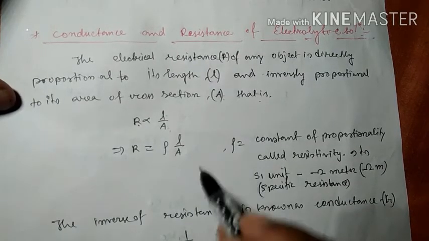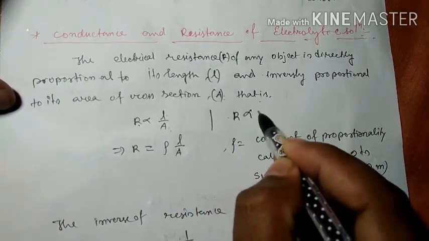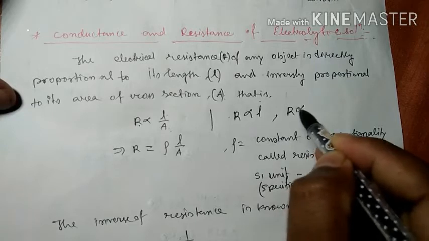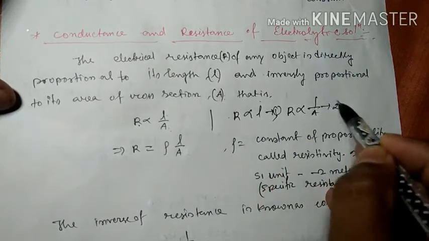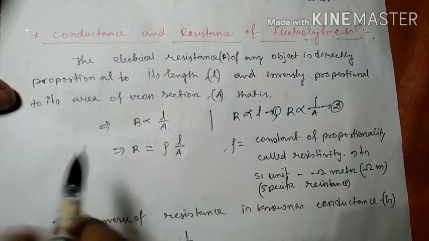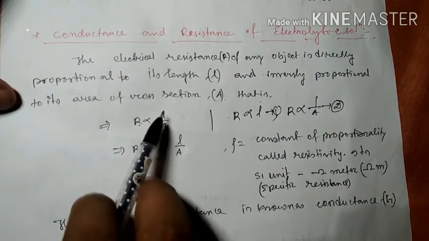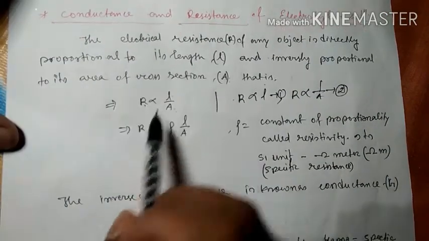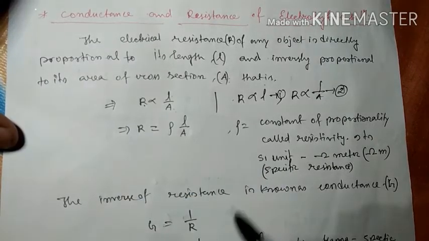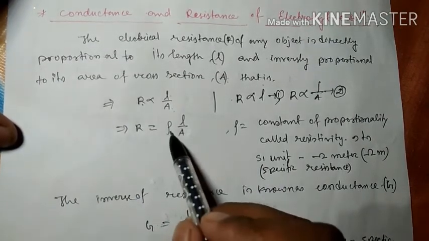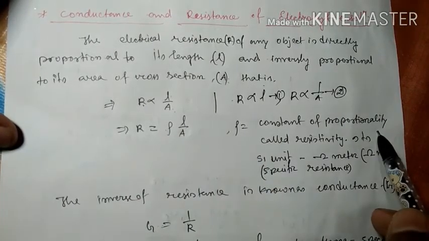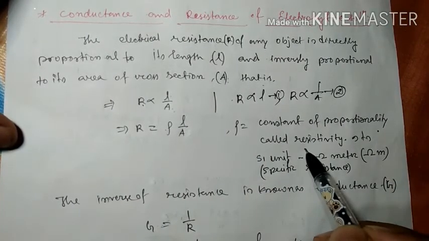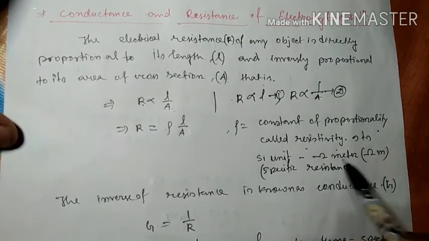If you write it in a different way, R is proportional to L and R is proportional to 1 by A. Now if you combine these two equations 1 and 2, you will get R proportional to L by A. Since it is proportional, we have to apply a proportionality constant, here the constant is rho. Rho means the constant of proportionality called the resistivity or specific resistance.